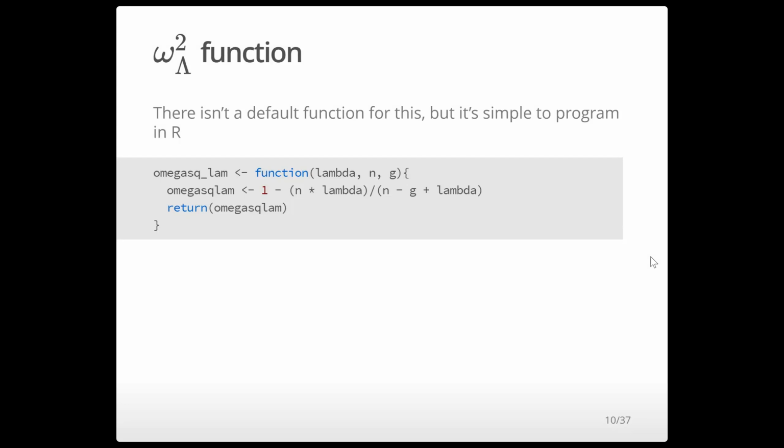There isn't actually a default function to get this omega squared, but it's really simple to program one in R because it's just a direct function of the lambda statistic. We just plug in lambda, the sample size and the number of groups, and that'll give us our omega squared.